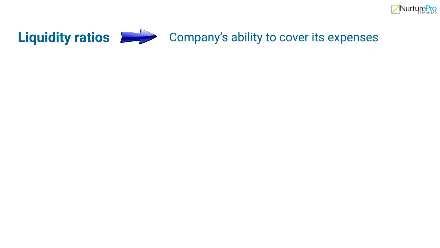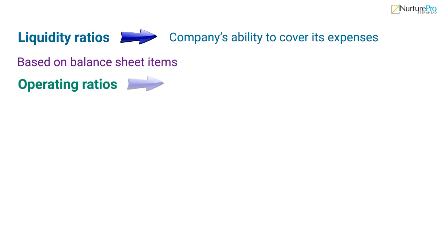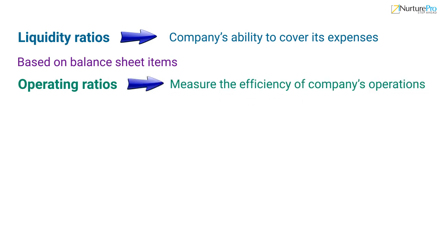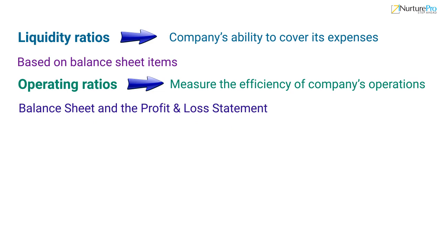Liquidity ratios measure a company's ability to cover its expenses. The liquidity ratios are based on balance sheet items. Operating ratios are used to measure the efficiency of companies' operations. These efficiency ratios utilize data from both the balance sheet and the profit and loss statement.